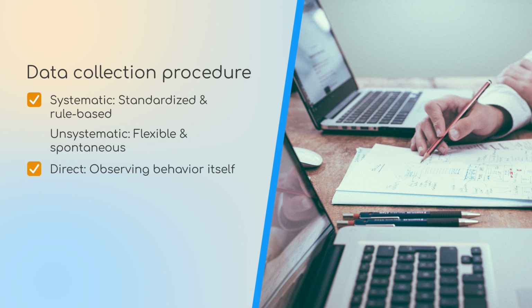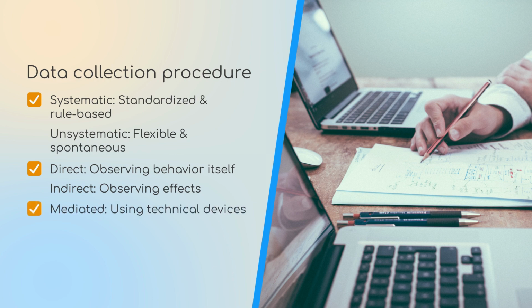Direct observation focuses on observing behavior in a particular situation. Indirect observation focuses on the effects of that behavior. For example, you can directly observe the behavior of employees in a company or only its effects, such as the trash left on desks. While it is easier to evaluate data with direct observation, you can gain new interesting insights with indirect observation. If the observation is mediated, technical devices such as cameras, tape recorders or imaging methods are used for data collection.